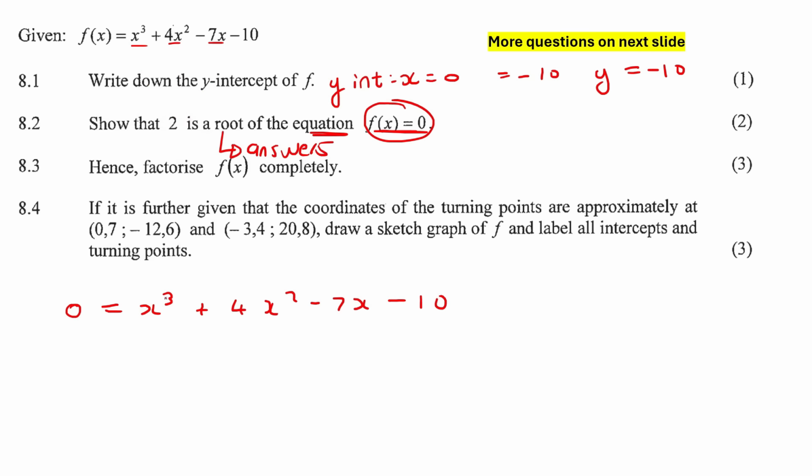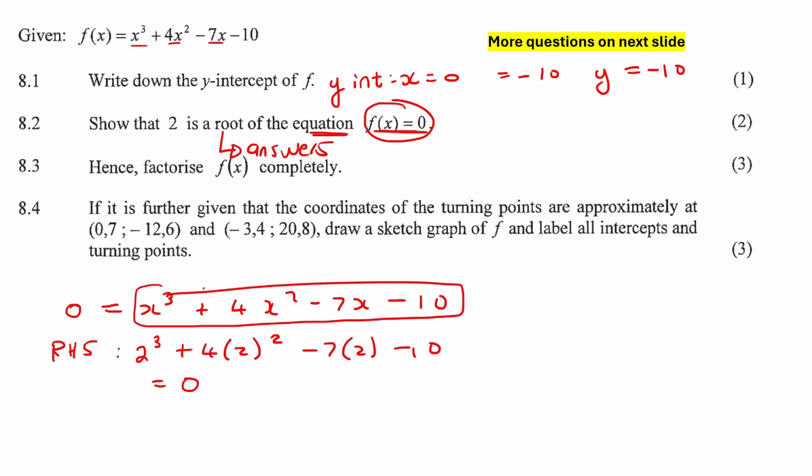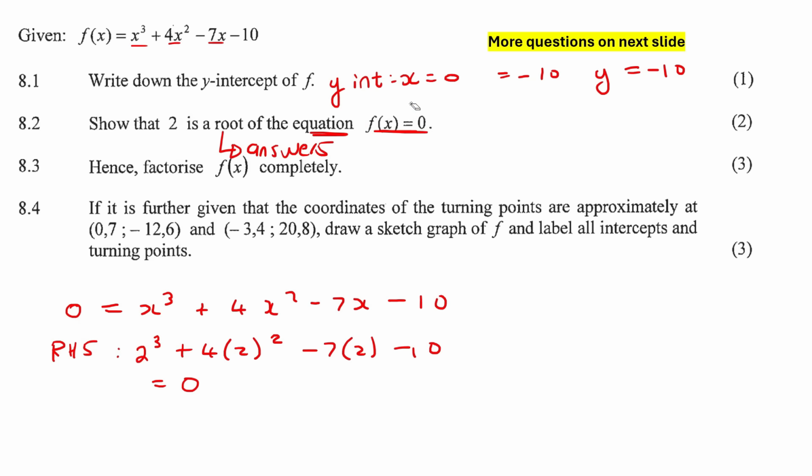So we're going to go plug in x as 2. So we can say right hand side. And we're just going to go plug in x as 2. So that would be 2 to the power of 3 plus 4 times 2 squared minus 7 times 2 minus 10. And if we work that all out, you end up with 0. And so if you let x equal to 2, then this side does equal to 0. So this equation will be true. And so we've just showed that, therefore, 2 is a root. So that means 2 is one of the x-intercepts.